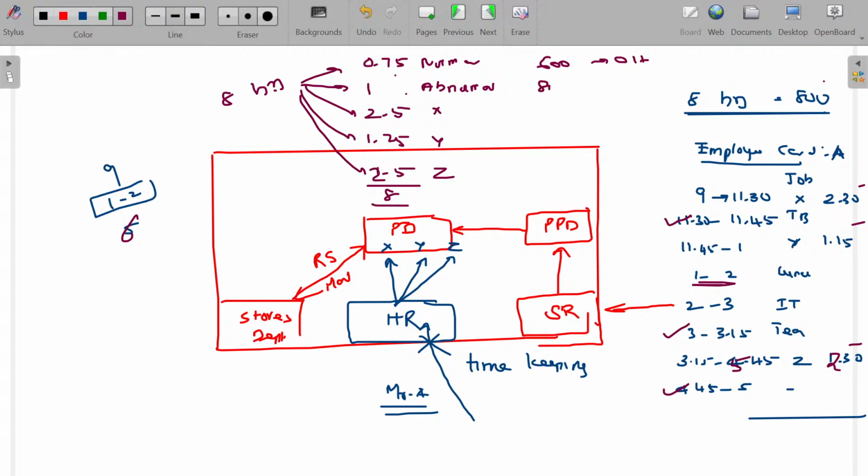For 1 hour, 800 rupees means per hour 100 rupees. For 0.75 hours, 75 rupees is the overhead. 100 rupees is the last amount transferable to the costing P&L account. For these 2.5 hours, 250 is the amount recoverable from X. For 1.25 hours, 125 is recoverable from Y, and 250 is recoverable from Z.